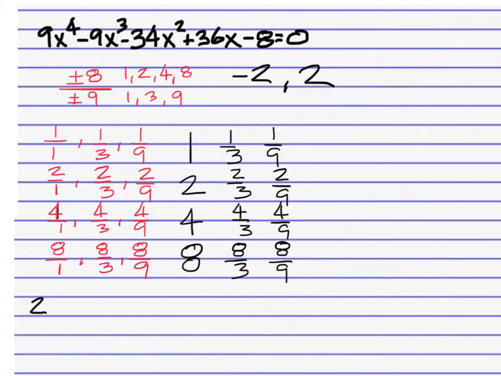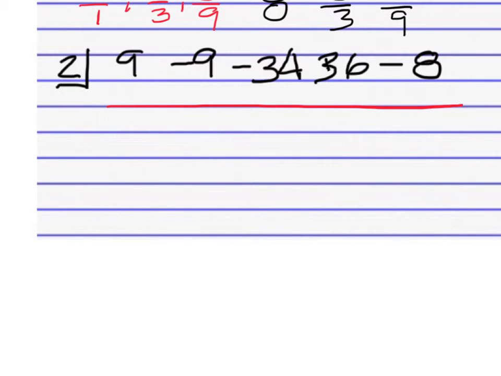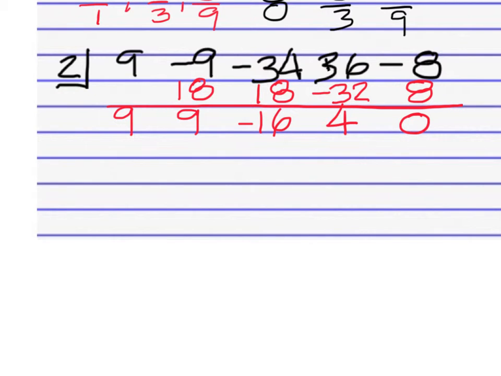those. Now, starting with the +2, divide that 2 into 9, -9, -34, +36, and then -8. Okay, so we'll take it to here. Draw a line, drop down the 9, multiply to get an 18, add to get a 9, multiply to get an 18, add to get a -16, multiply to get a -32, add to get a 4, multiply to get an 8, add to get a 0. So it looks like we came up with this.